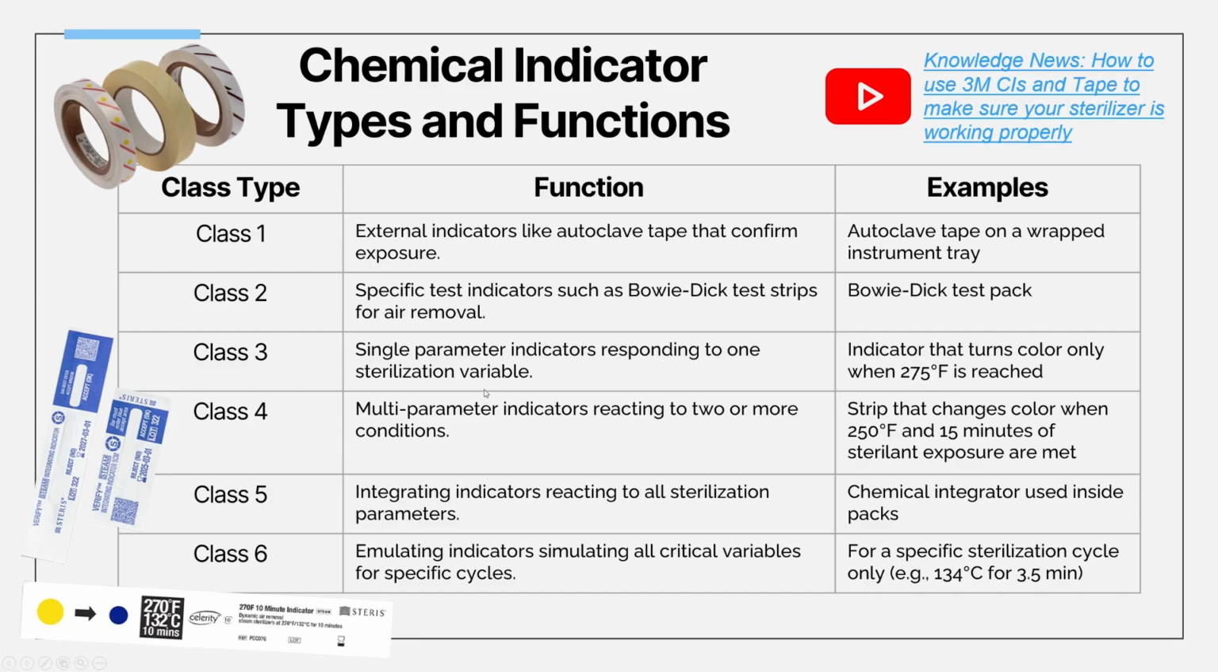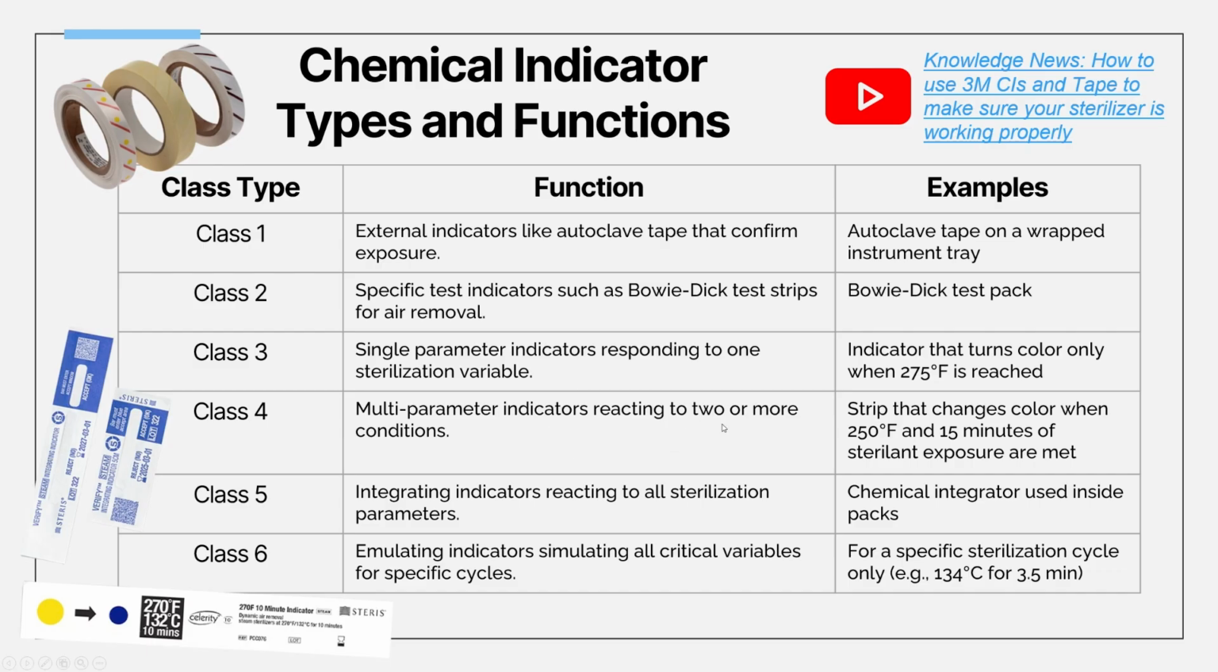Class 4 is called the multi-parameter indicator. It reacts to 2 or more parameter conditions. So for example, instead of just temperature or chemical exposure, it reacts to both of them.